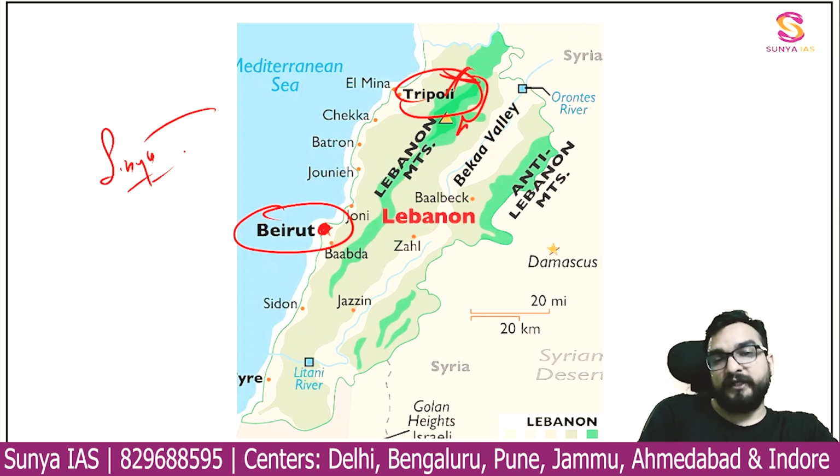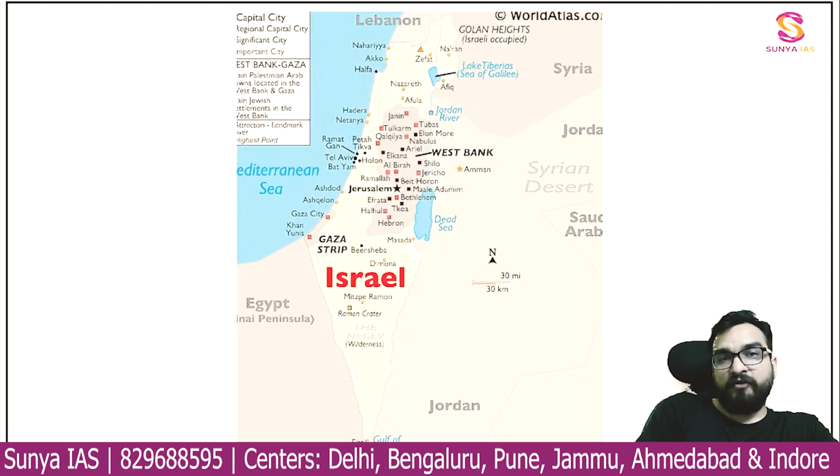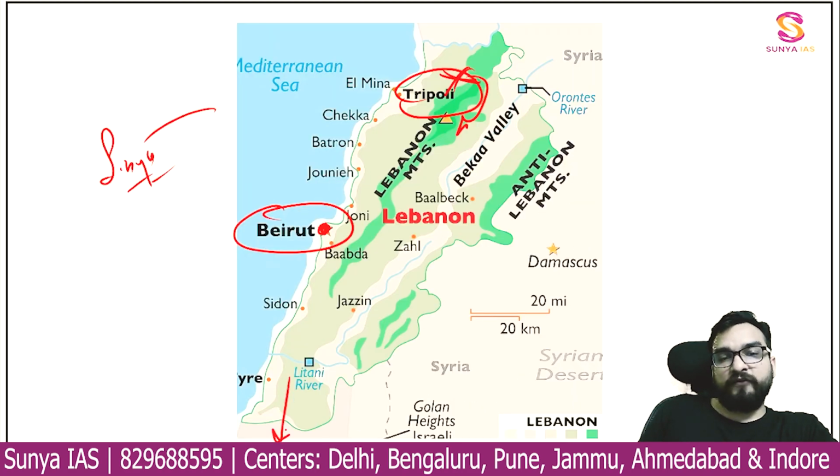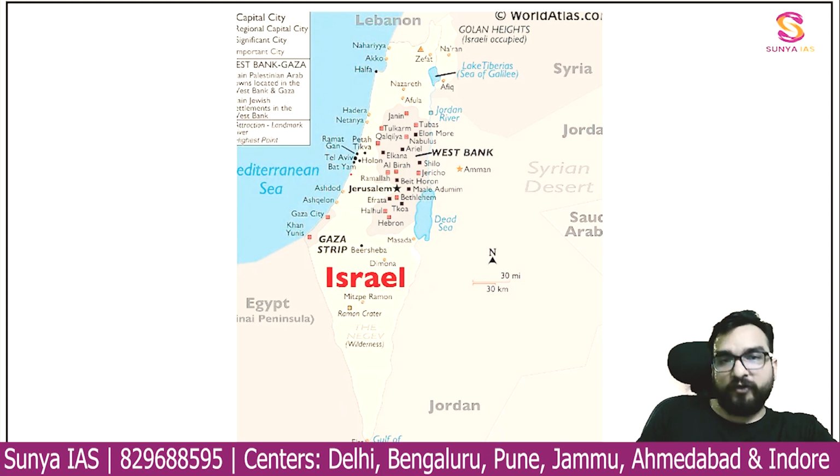Remember that Tripoli, guys, right? These are not important. Now Israel. Below Lebanon you will find Israel. Israel is very, very important, guys. I'll be telling you about it. These portions are not present in Israel, guys. Basically these are the Gaza Strip and West Bank.